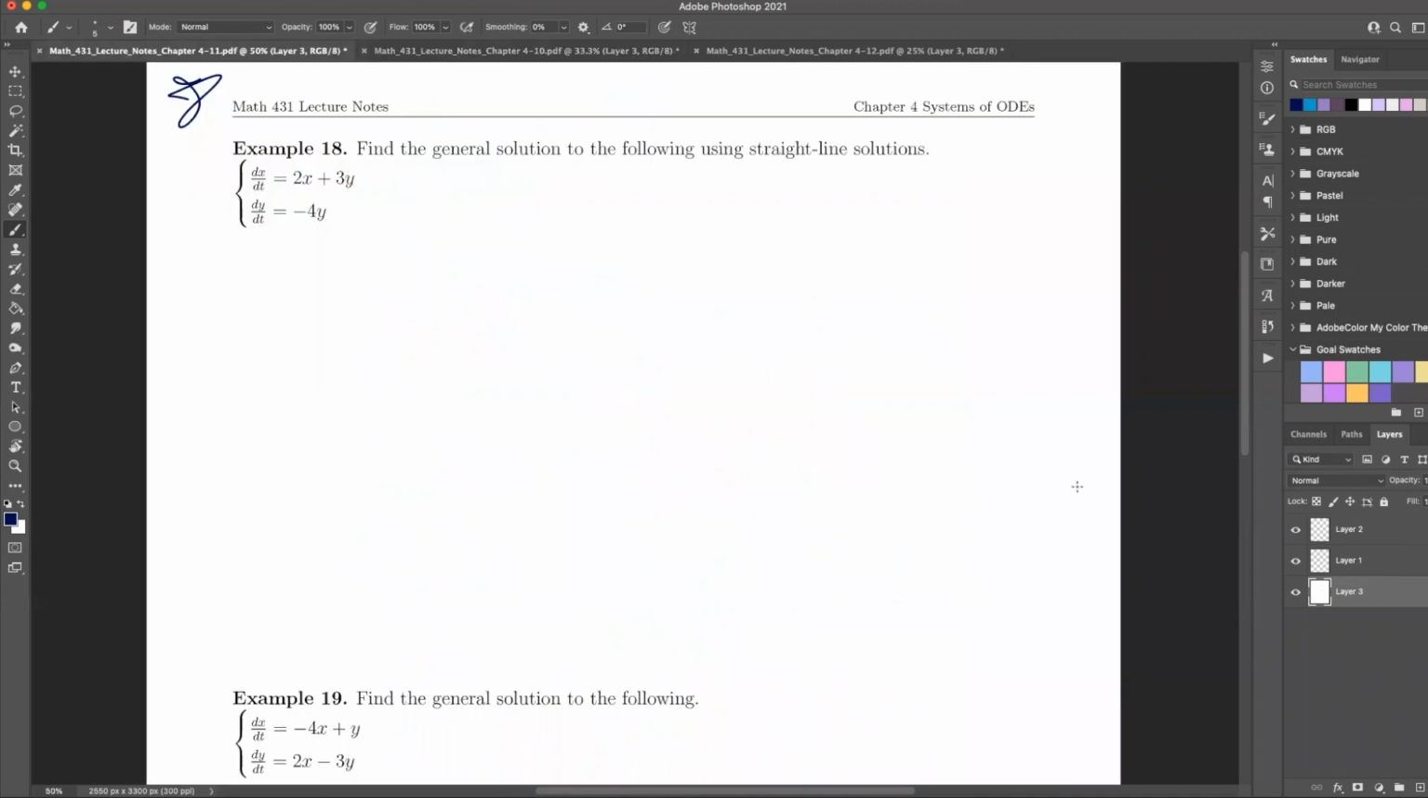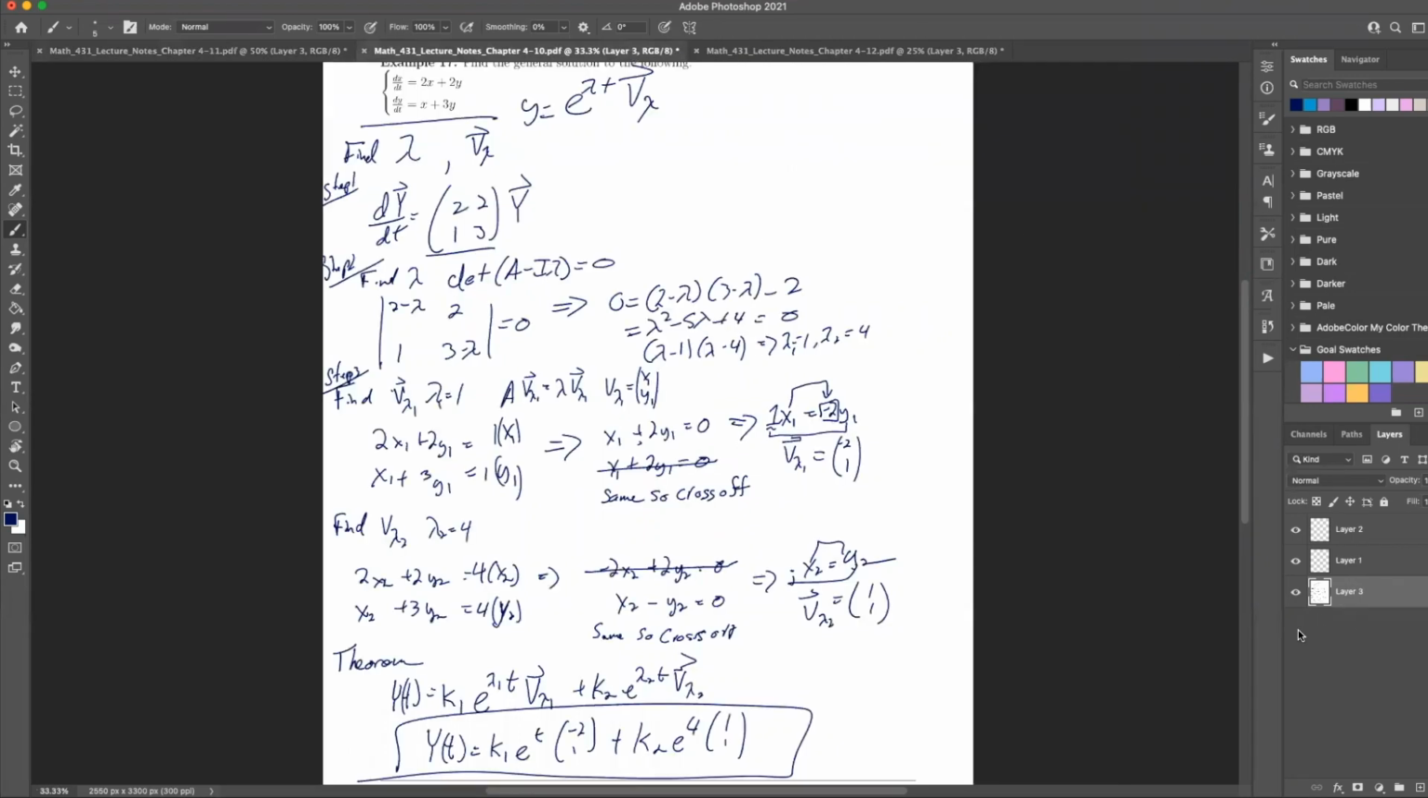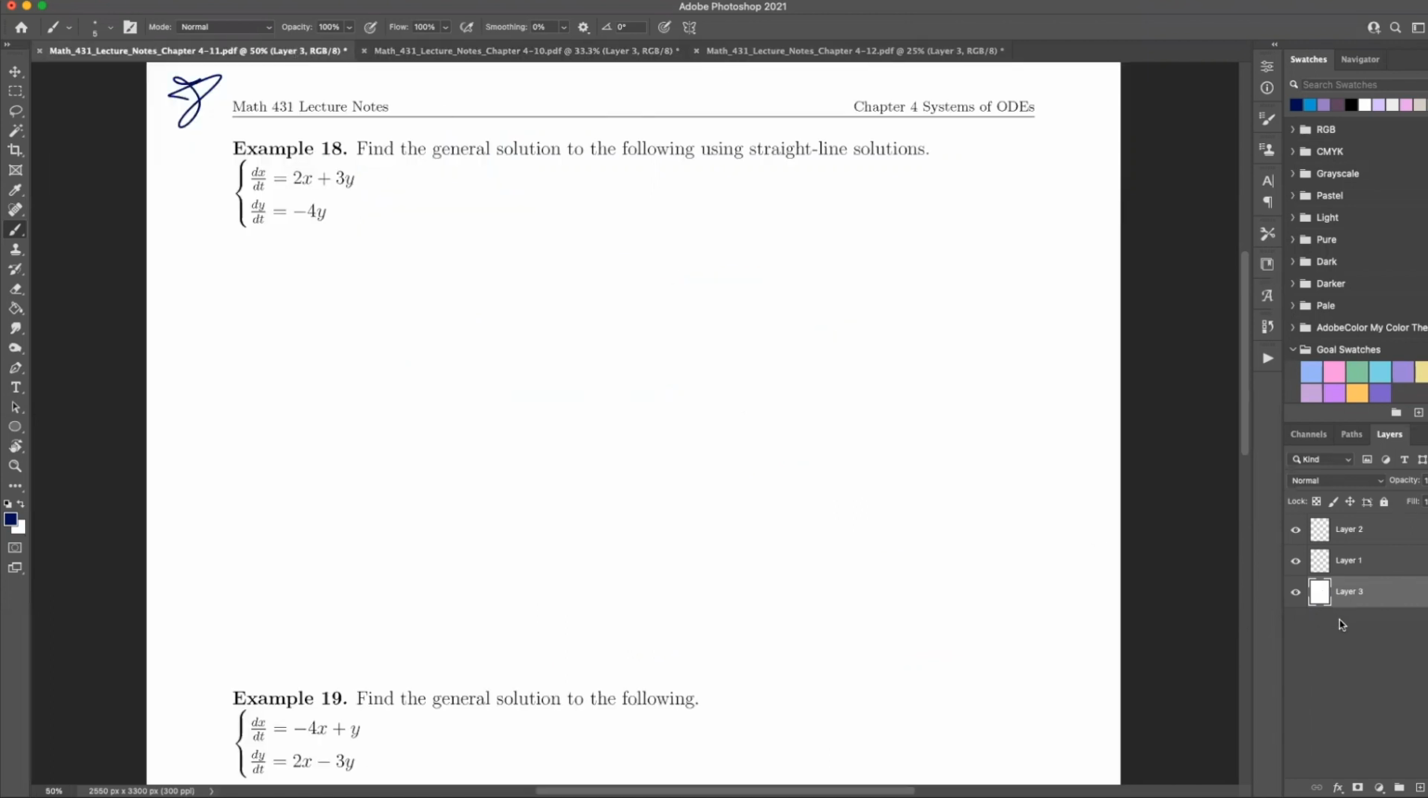Hey, quick question. Sorry to interrupt. Yeah, go for it. For the second term on that y of t, should it be k2 e to the 4t? Oh, yes. Should it just be e to the 4t? Okay. You're very correct. Thank you. If I make mistakes, please let me know and I will fix them.